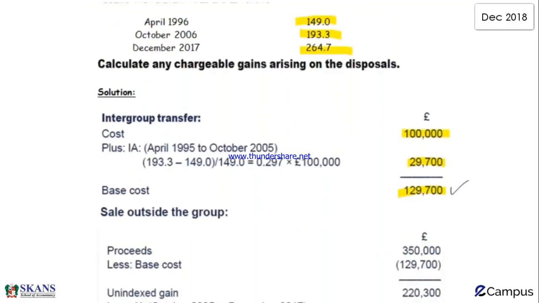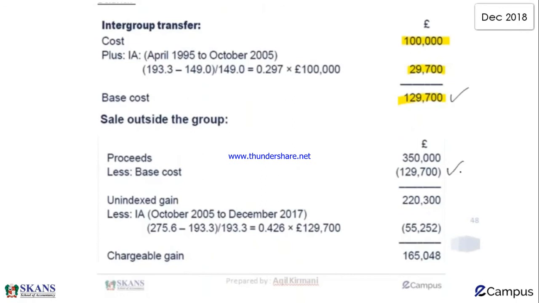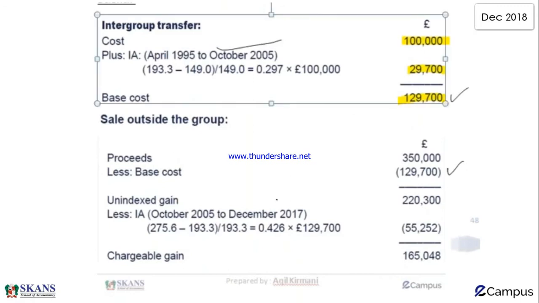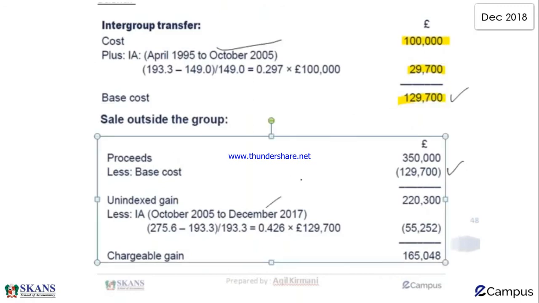So whenever this would be sold, Jade Limited is going to deduct 129,700 and then indexation allowance. But make sure the indexation should be from October 2005 to the date of sale. Make sure, because till October 2005, whatever the indexation was, that has already been included in this base cost. So that's why 129,700, 20,200, 220,300 is your unindexed gain, and then indexation from October 2005 to the date of sale, and these will be the chargeable gains.